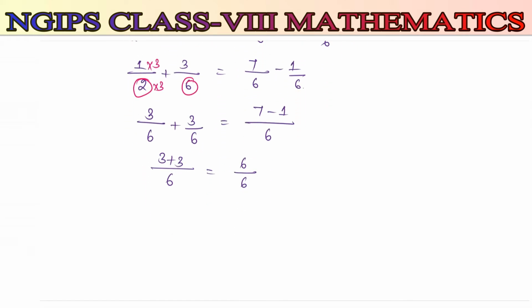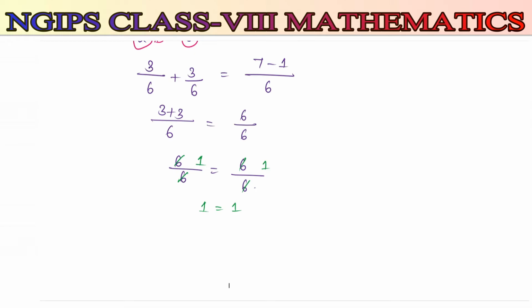So here also if you add 3 plus 3 it is 6 divided by 6, and here also it is 6 divided by 6. If you cancel these terms both numerator and denominator you will get 1, and here also it will be 1. Therefore you got that the answer is 1 is equal to 1. Here the left hand side and the right hand side are equal.